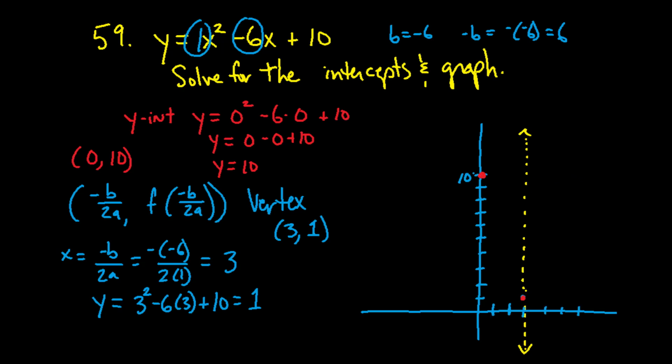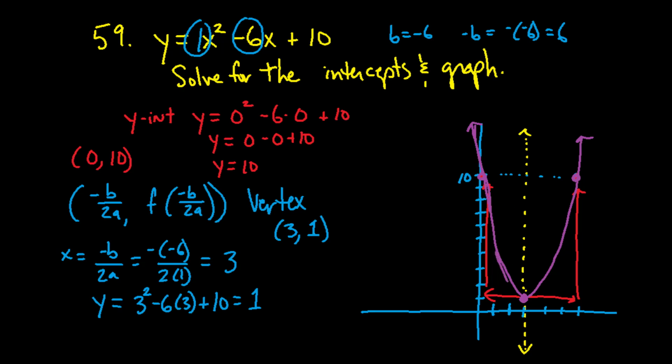So we can reflect this point that's up here at 10 all the way across to get a new point. And if you say, well, how do we know what that new point is? Well, from our vertex, we could get to this point 10 by going left 3 and up 10. So if we go right 3 and up 10, we will get to another point on this parabola. So let's go ahead and graph the parabola now. I'll do that in purple. And of course, these should be smooth, U-shaped curves, but that's just a rough sketch.